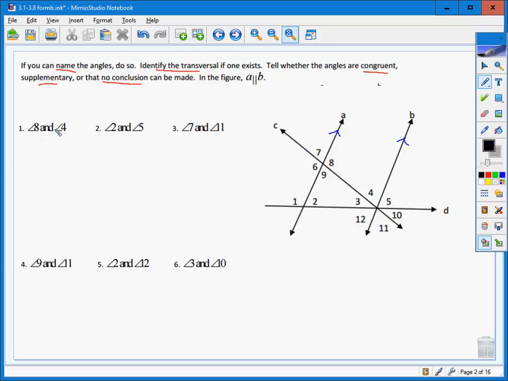So we're going to look at angle 8 and angle 4 to start with. Angle 8 is here. Angle 4 is here. These are same side interior angles. They are formed by A and B, and the transversal would be C. That's the second part. And same side interior angles would be supplementary.